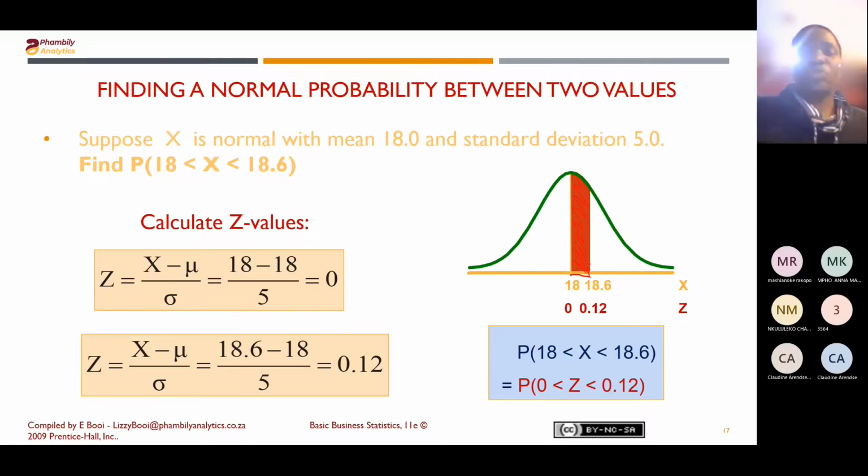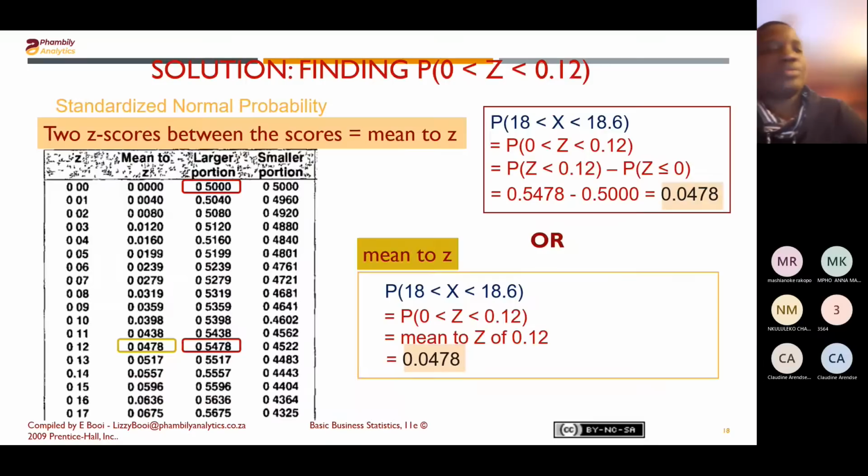Now, because we are interested in the value from this point to that point, we use mean to Z. And because we use mean to Z, we can just go to the bigger one, 0.12, and ignore the 0, because 0 is where we're starting at this point. So we go and look at 0.12, mean to Z, and that will be the probability.